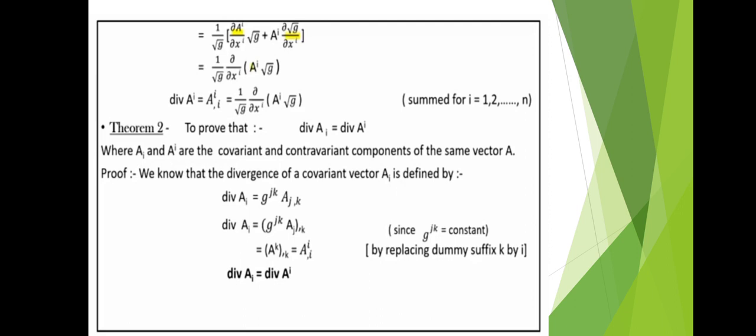Now again, since δjk is constant, by removing this we get a^k equal to a^i. Here k is a dummy index, and we know that a dummy index can be replaced. So in place of k we also write i. Here the dummy index changed, then we get a^i_i, which is the divergence of a^i.